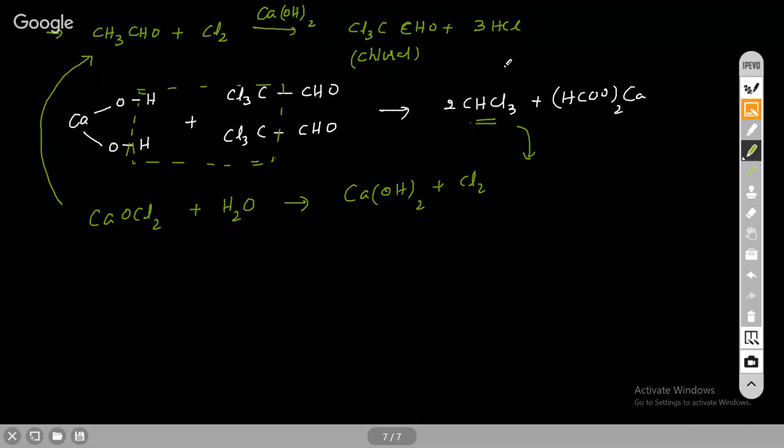Few points you write down quickly. It is a sweet smelling, colorless liquid, which is immiscible with water and miscible with organic solvent.